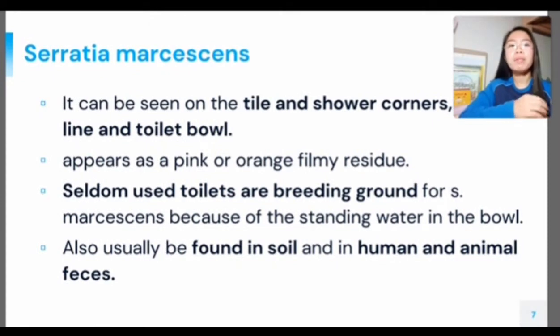It can be seen on the tile and shower corners, water lines, and toilet bowls. It appears as a pink or orange filmy residue. So those toilets na seldom lang ginagamit is the breeding ground for the Serratia marcescens because of the standing water in the bowl. So Serratia marcescens mag-grow siya in those damp places. It can also be found in the soil and in human and animal feces.